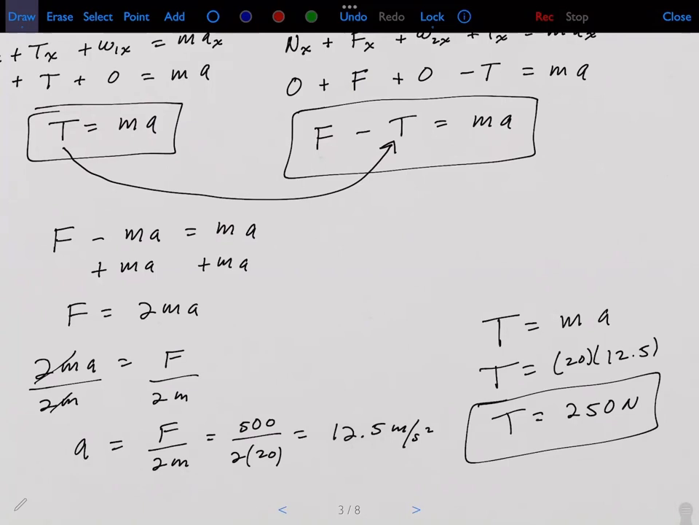Okay, so that's probably the best way to do it, to split it up into separate objects, right? The system consists of each box separately. All right. Next question.